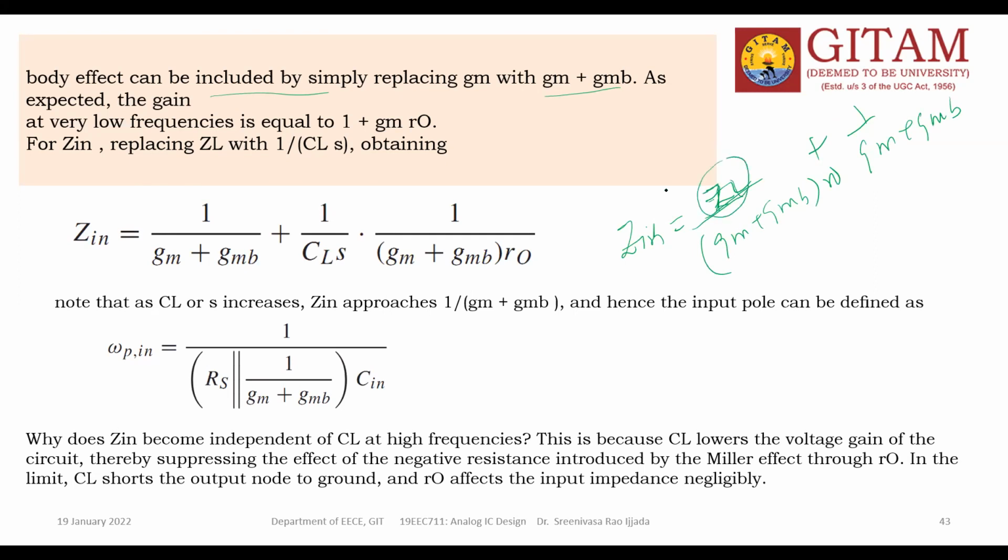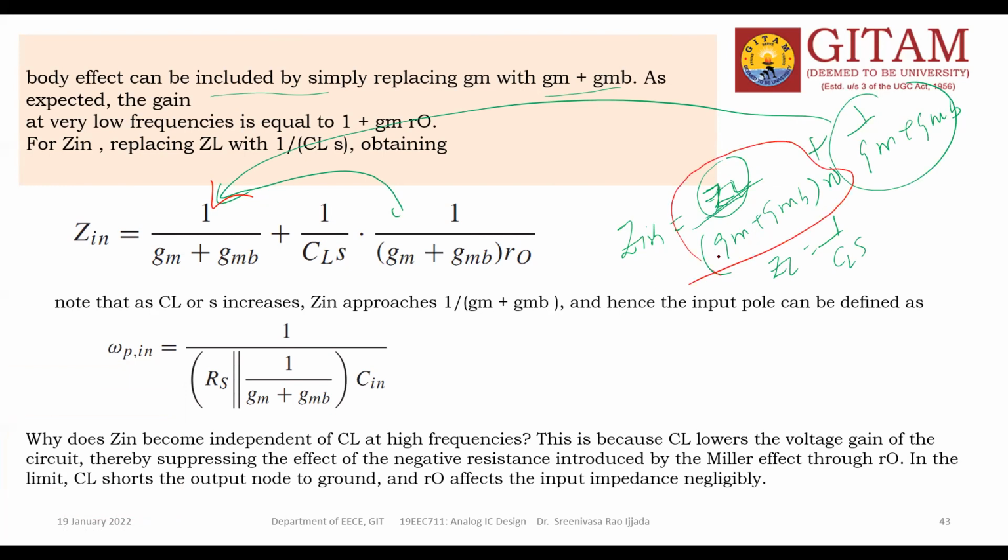Okay, what is the ZL value here? Here ZL value is nothing but 1 by CLS. Then substitute this 1 by CLS in this equation. Then what happened? Here is the term, and second term is this much. So 1 by (gm plus gm into R naught) into 1 by ZL. What is ZL? 1 by CLS.